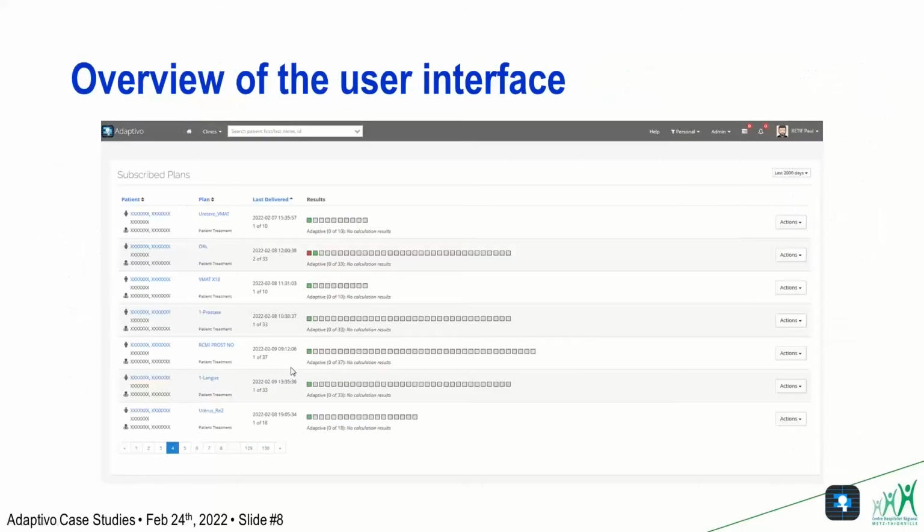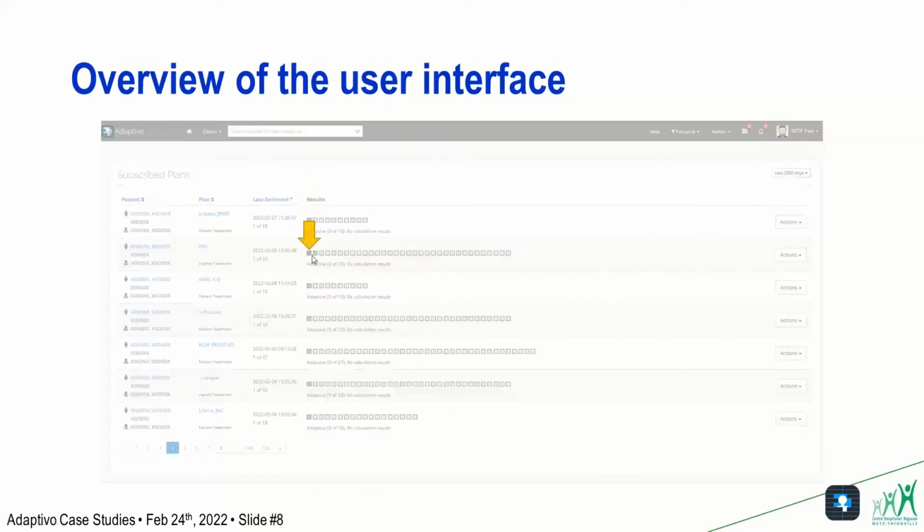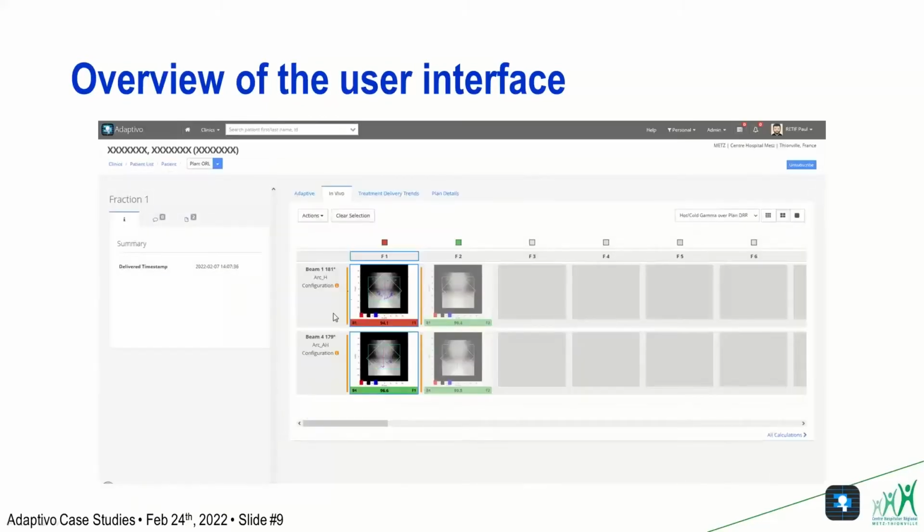So this is the interface of Adaptivo. That is the dashboard where you have your patients. For each patient, you have the plan, and for each plan, you have each treatment fraction. If the treatment fraction is correct, then the box will be shown green, and if it's not correct, then it will be red. For example, we will click on this red box, so the fraction is not correct, and we have the detail of this fraction.